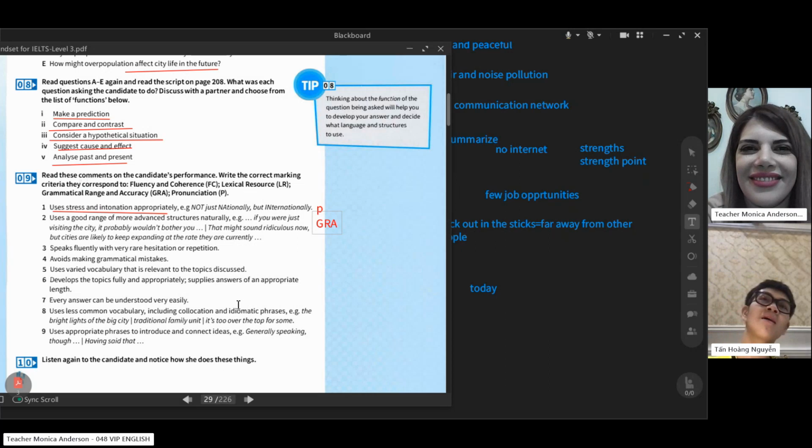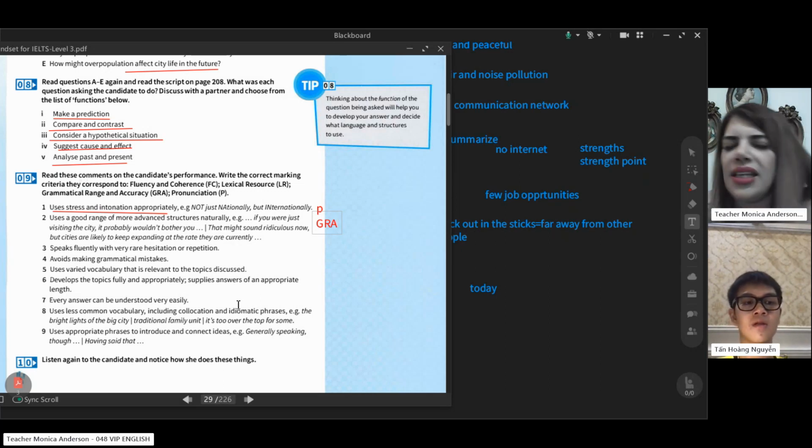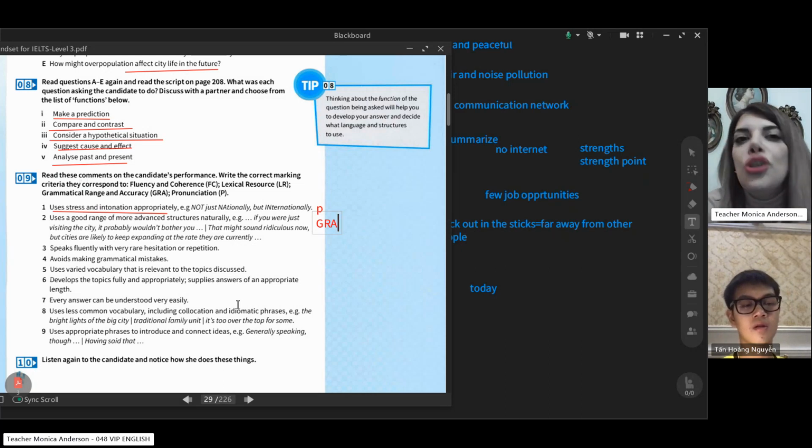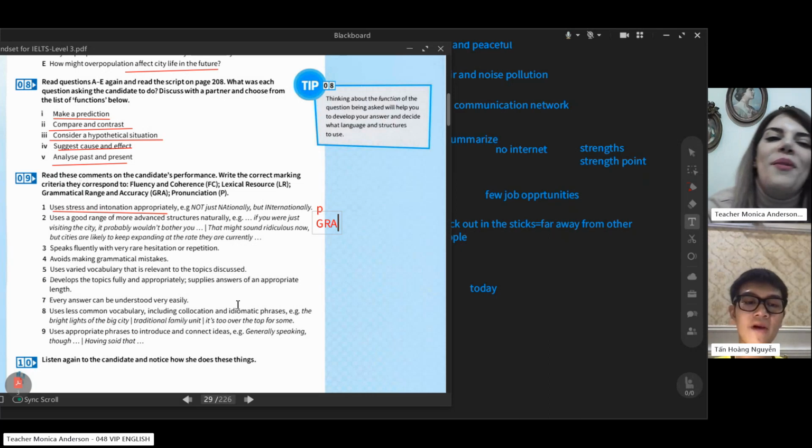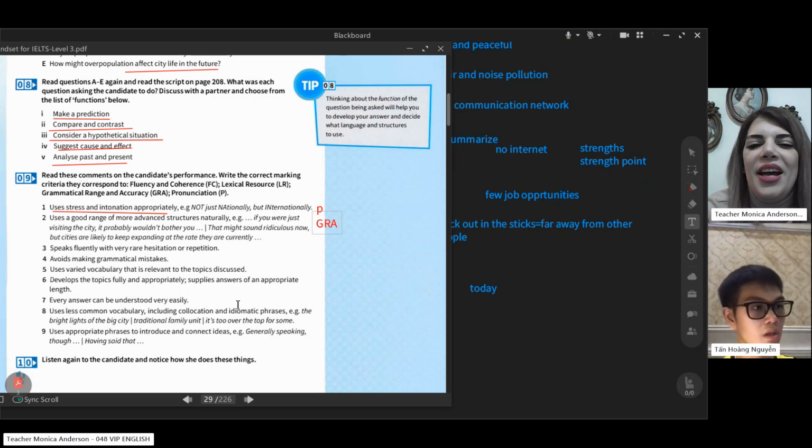I just want to ask, if I want to use conditional type 2 in my speaking, but I need a while to think about this structure, then I can say it. Okay, if you need to use conditionals, you need to think about them. Yes, and I need to take time, and I can speak fluently if I use advanced structure.